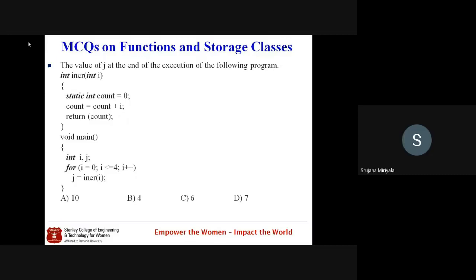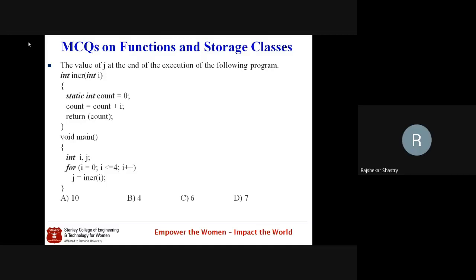J equals increment of 1, the value is passed. Count is updated to 0 plus 1, 1. Return 1. And again, the i value will be incremented to 2. 1 plus 2, 3. Count is updated to 3. 3 plus 3, 6. Again i is 4. 6 plus 4, 10.